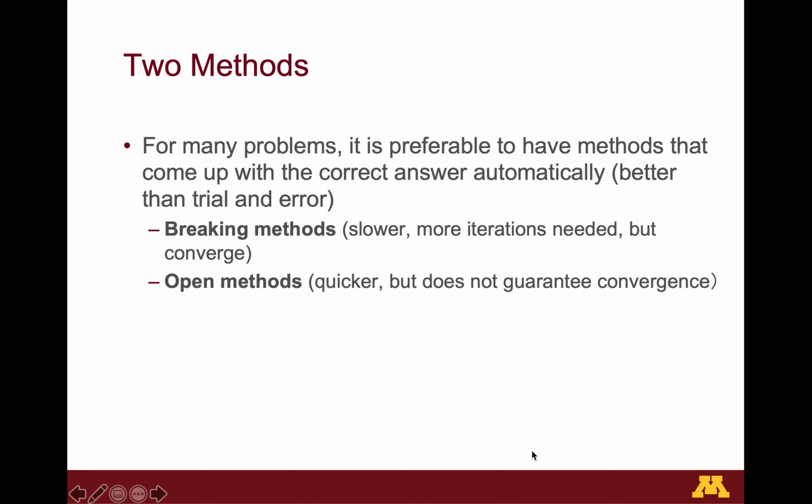For those who would like to know more about details of terms introduced here, please refer to the textbook. Two major types of methods are the bracketing methods and the open methods. Bracketing methods guarantee an answer but usually compute slower. And the open methods act quicker but do not guarantee convergence.